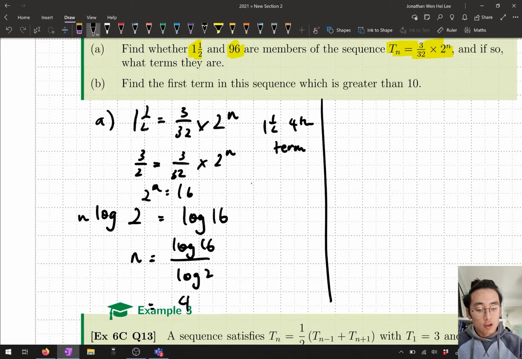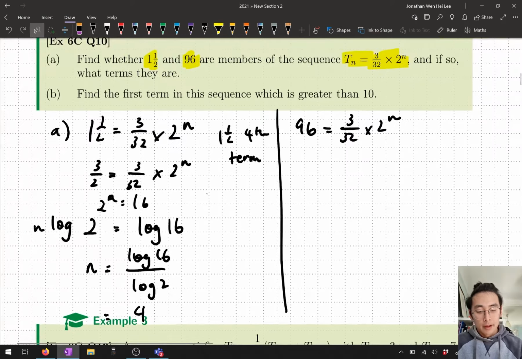Okay, let's check if 96 is also part of the pattern. So 96 is equal to 3 over 32 times 2 to the power n. And so I'm just solving for n again. So here, let's just do that. 2 to the power n is equal to, that should be 1. Is that correct? Hang on, let me just check.